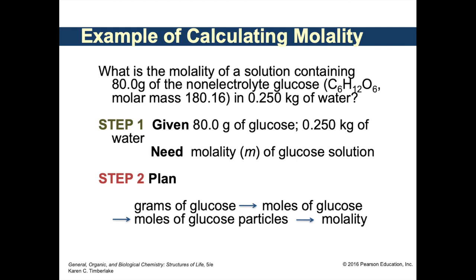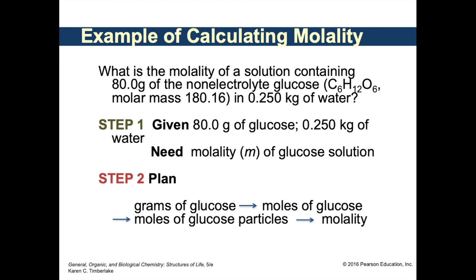Now, the kilograms of water, that's pretty straightforward. The question tells us that directly. However, they don't give us moles of glucose particles directly. They just tell us it's a non-electrolyte, and they give us grams, which means we've got to convert that into moles. So we take our 80 grams, we're going to divide it by our molar mass of 180 grams per mole, and that'll give us moles of glucose.